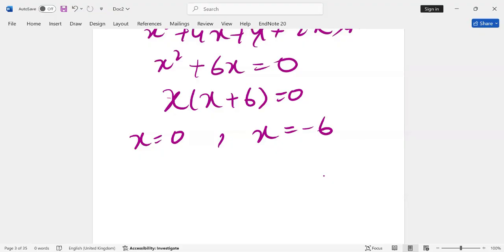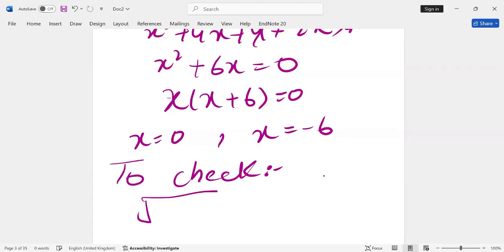So now we have to put the solutions in the equation to check which answer is correct. Firstly, x equals 0. So I'm putting the square root of 2 times 0 plus 4, minus 0. And what do we get?